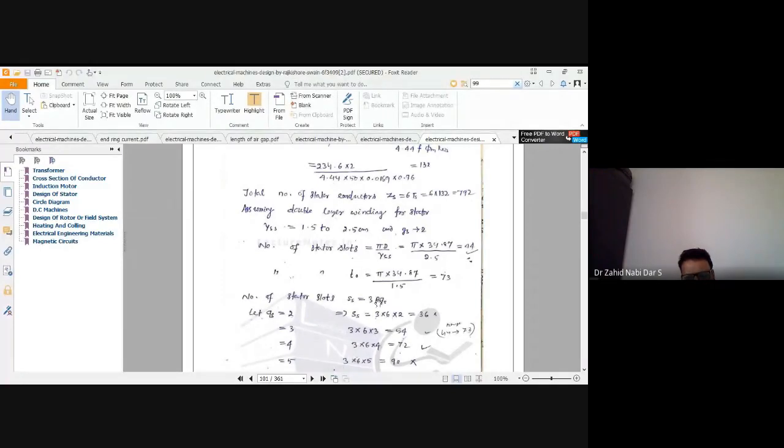This is the number of poles, and this is the path. So this is 2, so 36. Is 36 possible? No, it's not possible. Why is it not possible? Because our lowest value is 44.